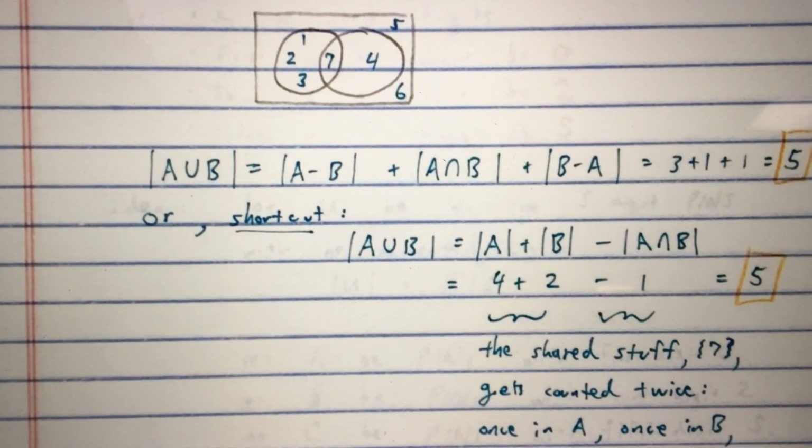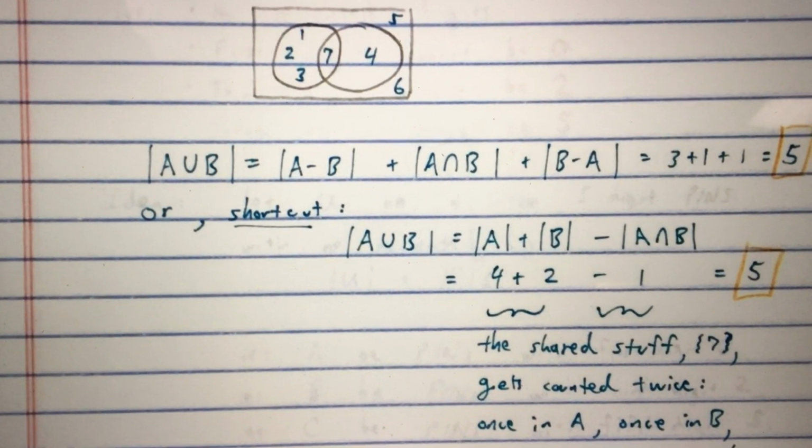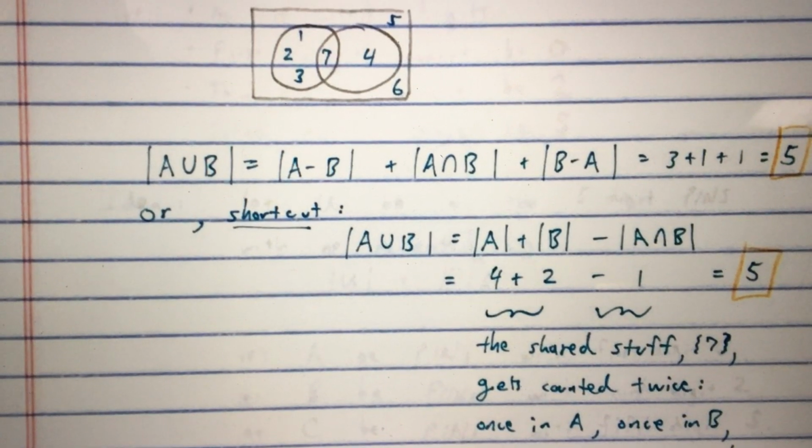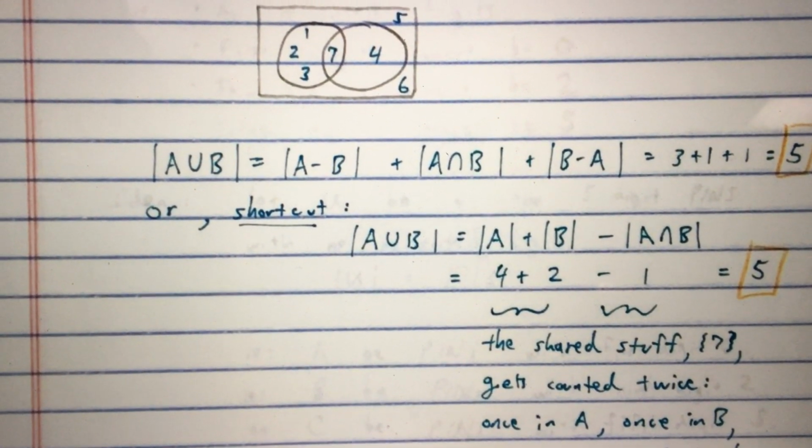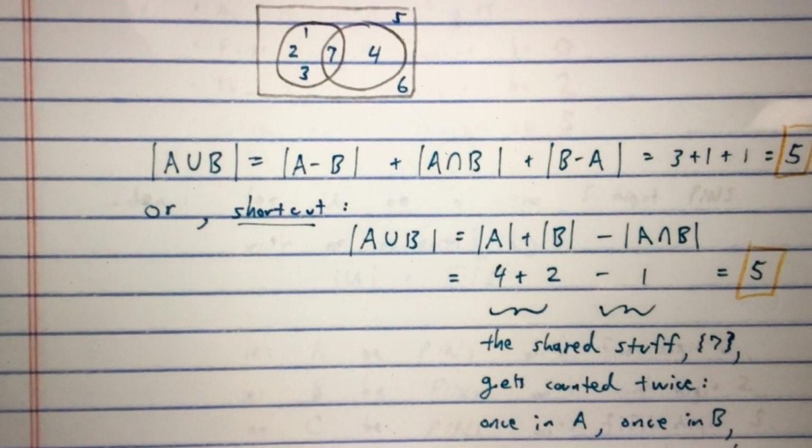It doesn't look like that's that much of a shortcut, but it really helps a lot when the sets are big and you can't figure out the 3 pieces that we did in the first one. It's much easier to figure out the second one.